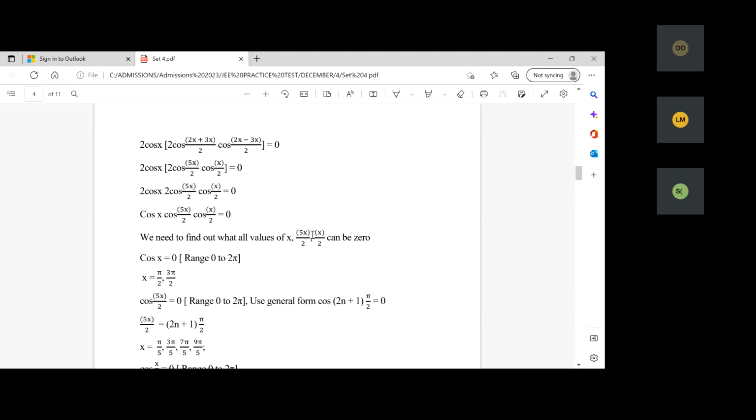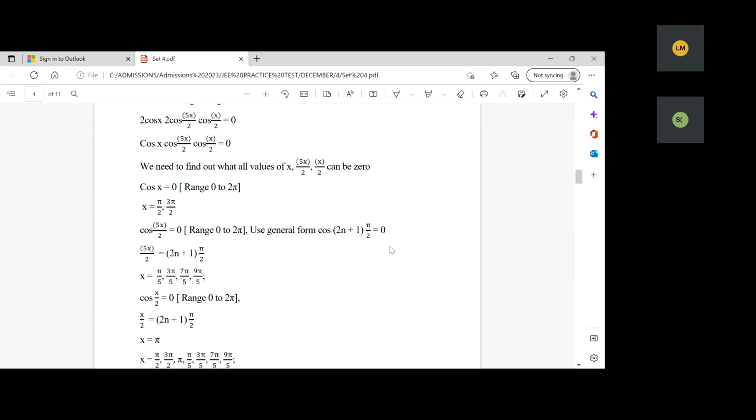Now the next one is cos 5x by 2. So here also the range is 0 to 2 pi. So you can just use this formula: cos of (2n plus 1) pi by 2, equal to 5x by 2. In this way also you can solve this. So these are the values of x which are possible in this range. Similarly, you can solve it for cos x by 2 also. So this is the value that is possible for which cos x by 2 is equal to 0.